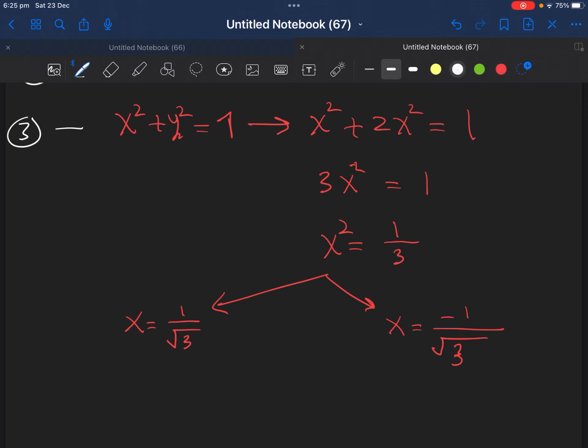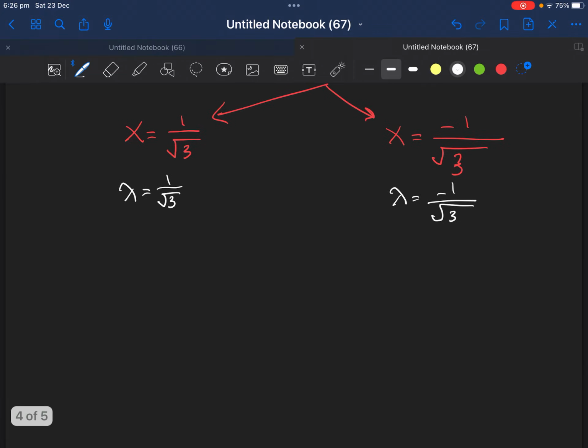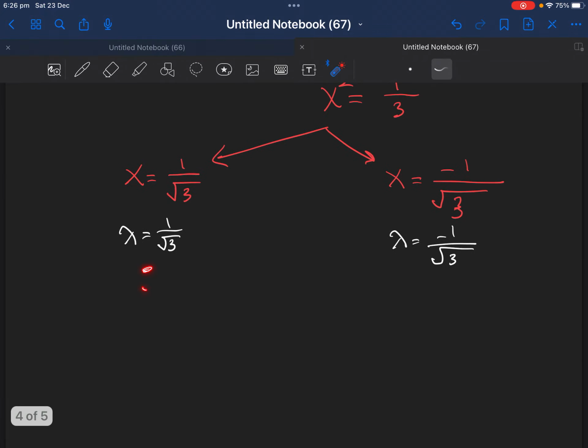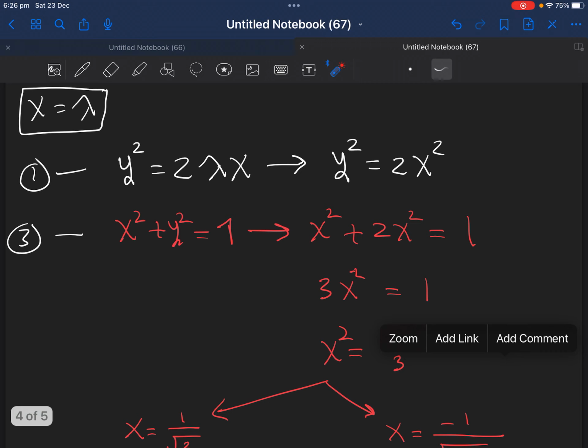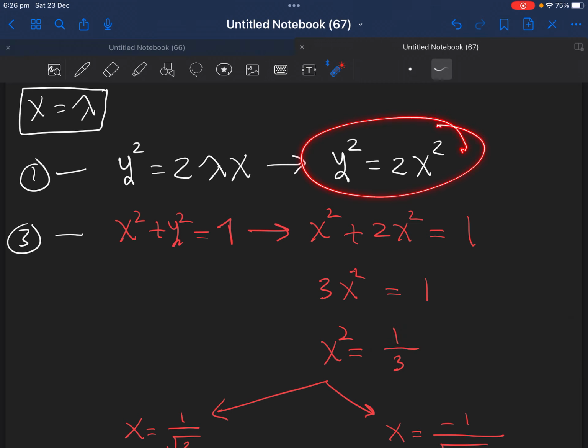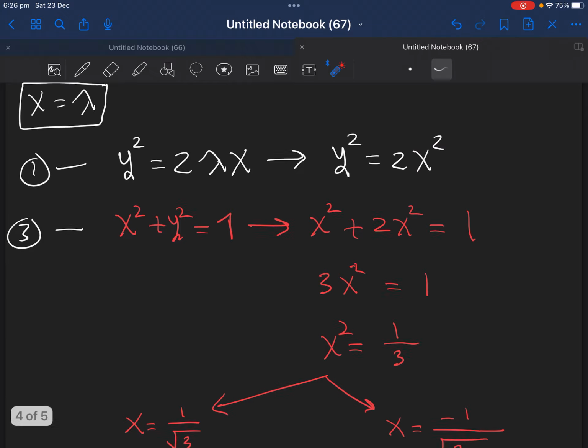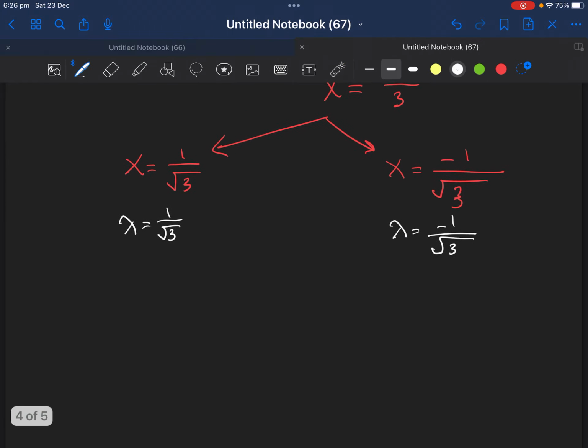Of course, values for lambda is straightforward because remember, lambda is exactly the same as x. So it will be the same here. Now, whatever is missing is I need to find the value for y. Now, from where we get the value for y, I think from this equation would be a good starting point. If you know x, let's see how much y squared will be. So here, y squared equal 2x squared.